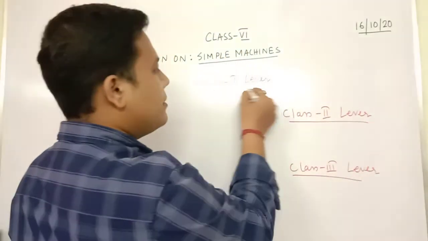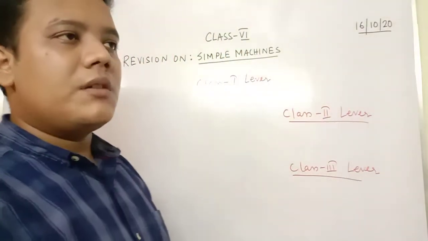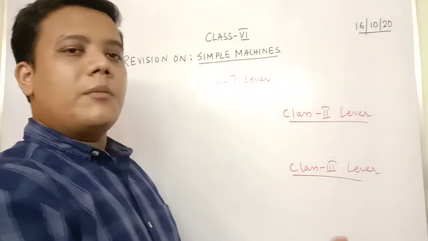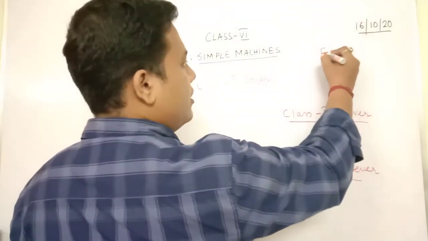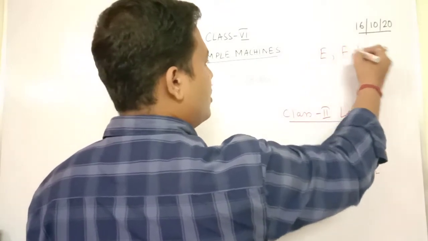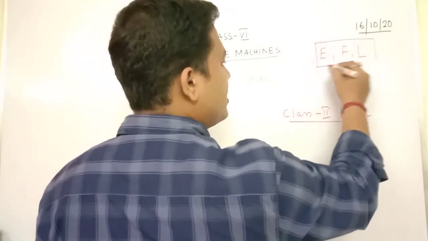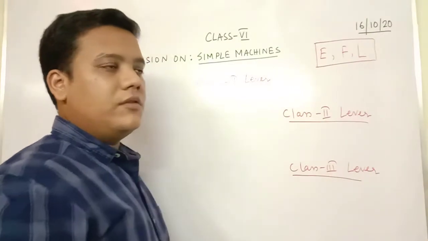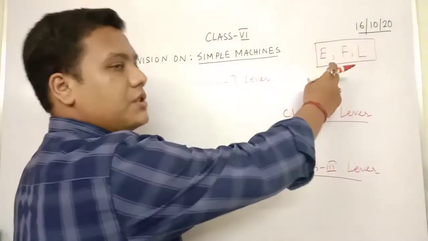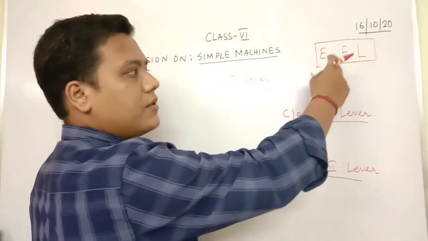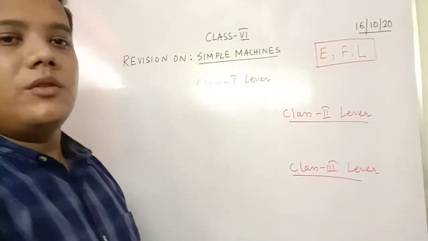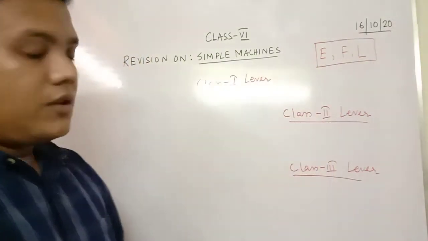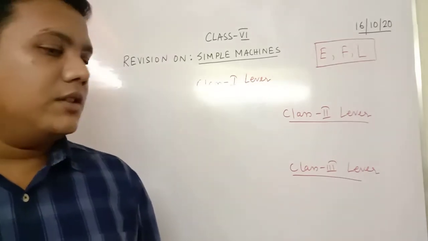Why are there three types of levers? Because there are three terms: effort, fulcrum and load. Using these three terms, we are going to differentiate the three types of levers due to their positions. Due to the positions of the effort, fulcrum and load, we have differentiated the lever into three categories. What are those? The class 1 lever.